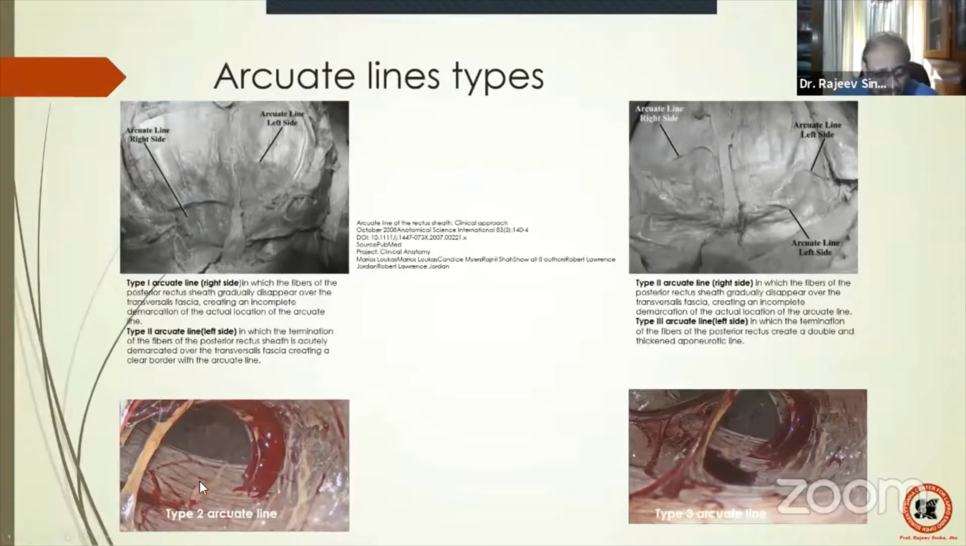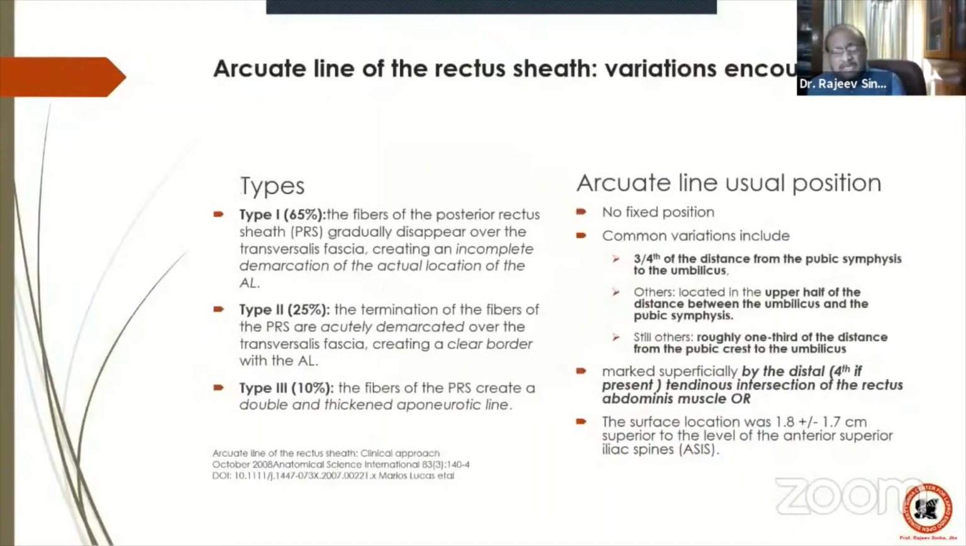This is the posterior sheath. Here you have the inferior epigastric artery. This is the preperitoneal fascia inside the rectus. Now, this is a type 3 arcuate line. See, can you see this line here and then one line here? So this is wrinkling of the arcuate line. So these are two arcuate lines. So there are instances where you find a type 1 arcuate line, type 2 arcuate line, and type 3 arcuate line. So 3 types of arcuate lines as of today.